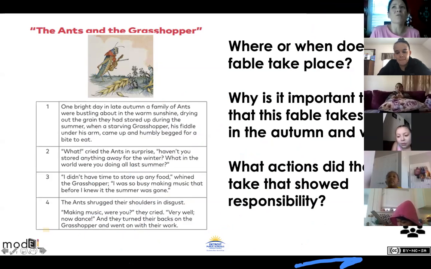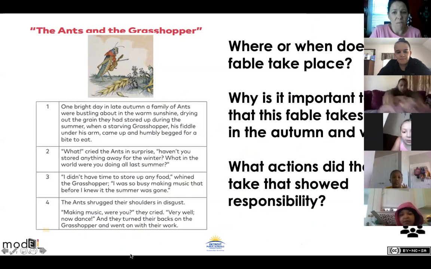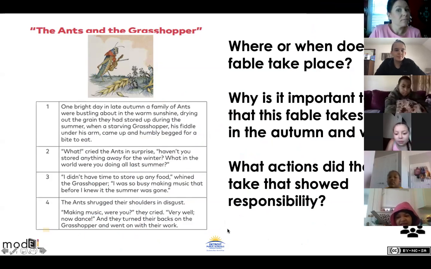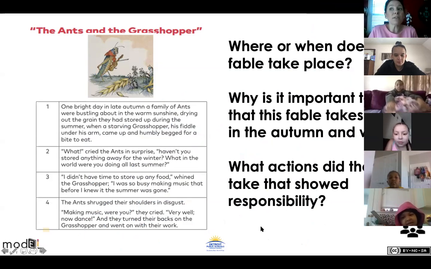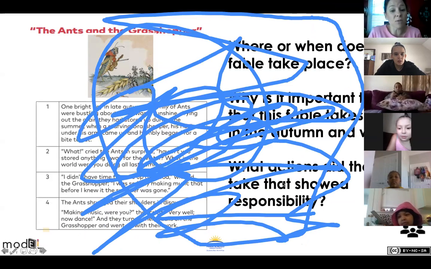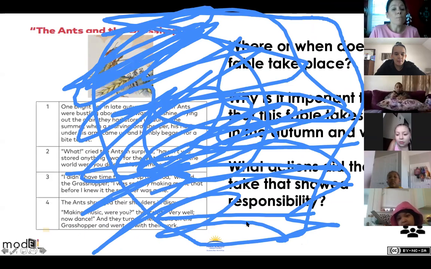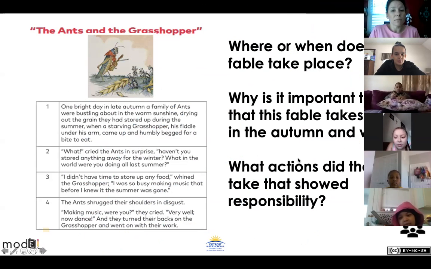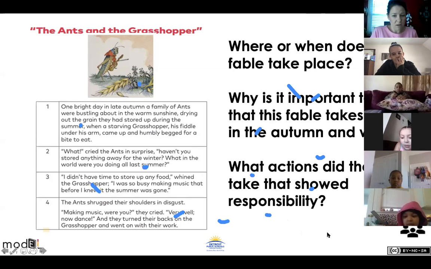What season was the grasshopper supposed to be storing up food for? Summer. That's when he was supposed to be storing the food, but instead he was making music. Who or what season do you think they were storing the food up for? The winter. Yes, kiss your brain.